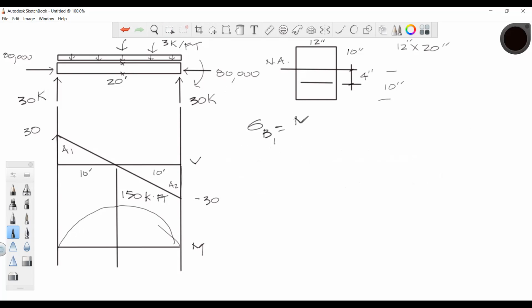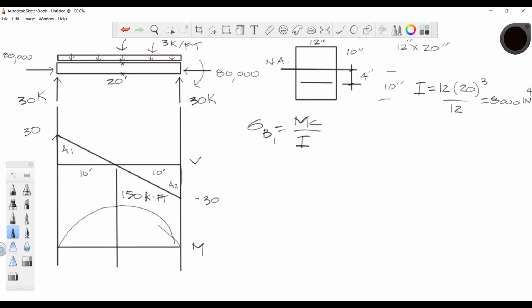So that's equal to MC over I. It looks like we need to calculate I. Let's go ahead and calculate that separately, and then we can plug that in, because we're going to need that several times. So there's my neutral axis, and this is the base. That's going to be 12 times 20 cubed divided by 12, which really just turns out to be 20 cubed. Looks like 8,000 inches to the 4th. Okay.